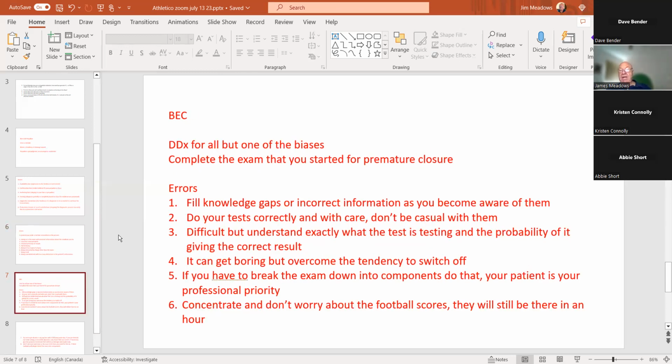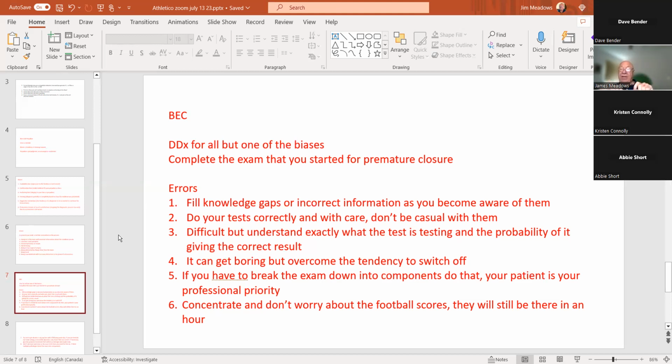Number 5 is being in too much of a hurry. Now, this may be because there's too many problems to look at. Motor vehicle accidents can do this. If that's the case, break the examination down into components. There is no rule that says you have to examine everything in one go. This is where it can become tiring. With motor vehicle accidents, you might want to break that up over a couple of visits, deal with the more important stuff on the first visit, and then deal with the next on the next visit, because it can get overwhelming and it can lead to tiredness.